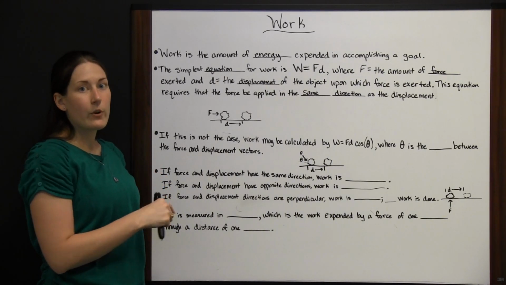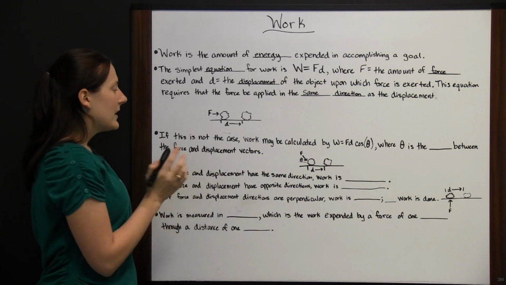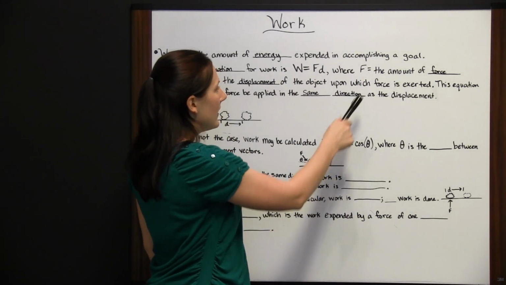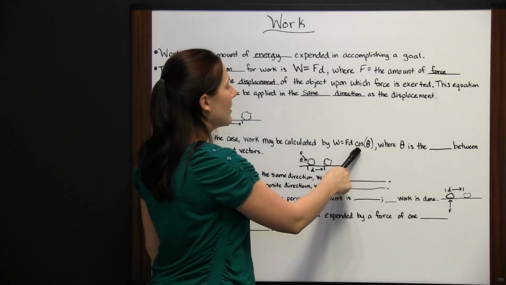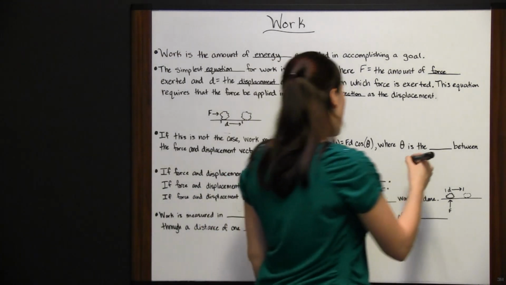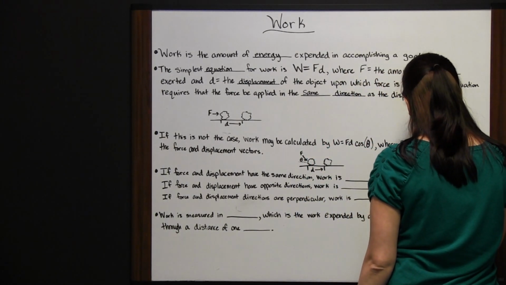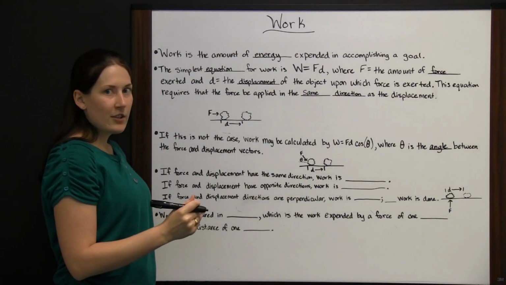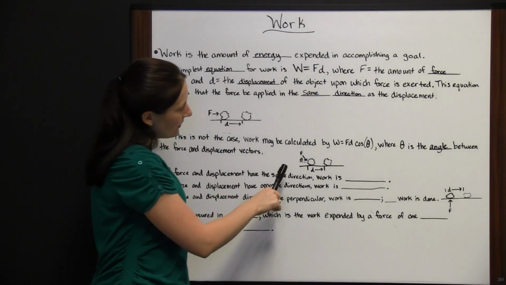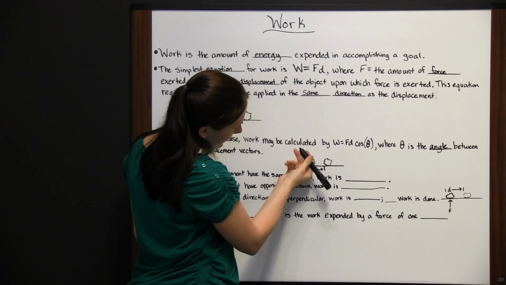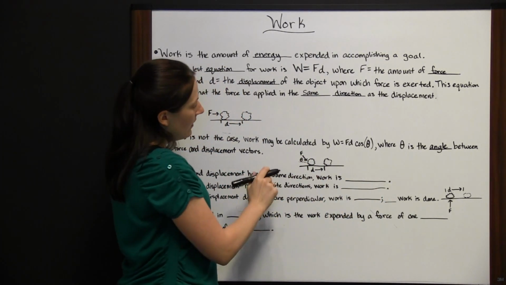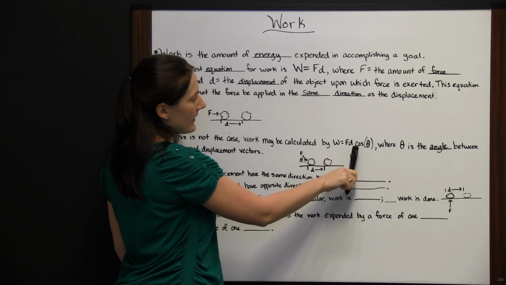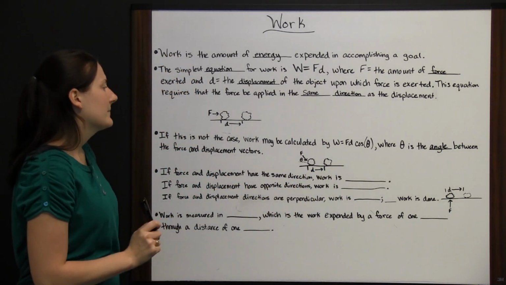Now, if this is not the case, work may be calculated a different way. It can be calculated using the formula W equals FD cosine of theta, which means force exerted times the displacement times the cosine of theta, where theta is the angle between the force and displacement vectors. So, the angle between the direction force was going and the direction the displacement actually went. So let's look at our boulder again. Let's say we pushed at this angle and the boulder moved forward along the ground. Well, this angle between the displacement vector and the force vector would be theta, and we would plug that into our formula to figure out the actual work done.